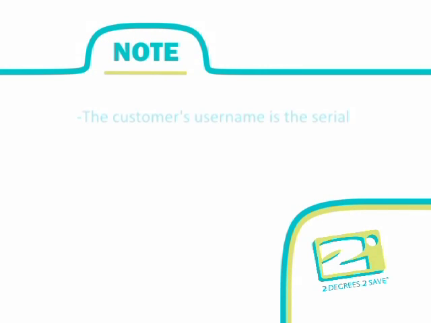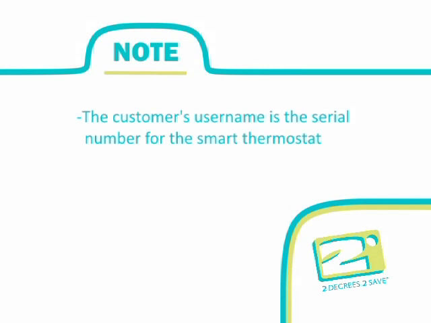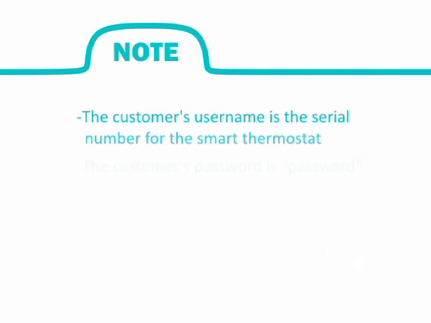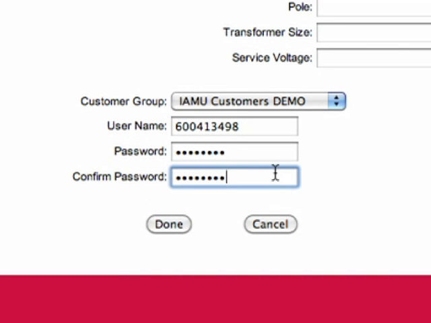The customer's username is the serial number for the smart thermostat. The customer's password will be password. Both the username and password should be entered using lowercase. Once you have completed entering the customer's information, select Done to save the data.